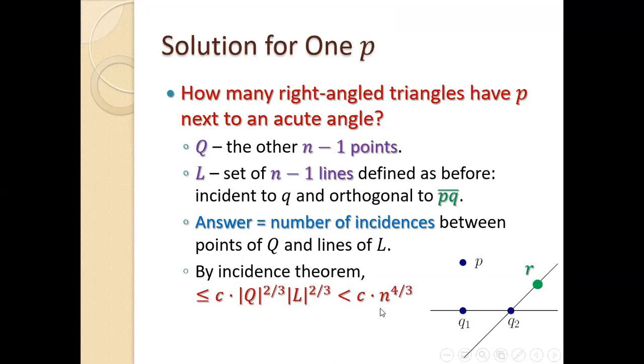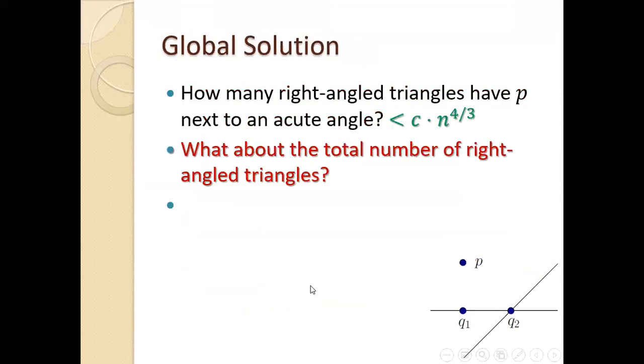So let's say it again, because we turned this into an incidence problem, and we got that after fixing P, we have at most n to the 4/3 right angle triangles where P is not next to the right angle. Questions? You want me to repeat something? Even if you don't follow all the technicalities, the goal here is just to give a big picture impression. So we got at most n to the 4/3 right angle triangles next to one specific P.